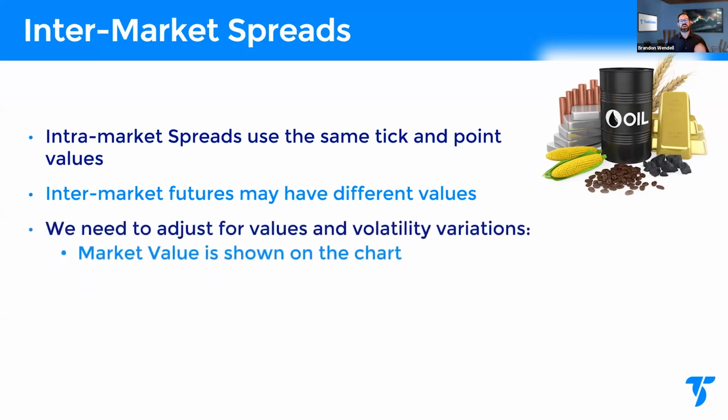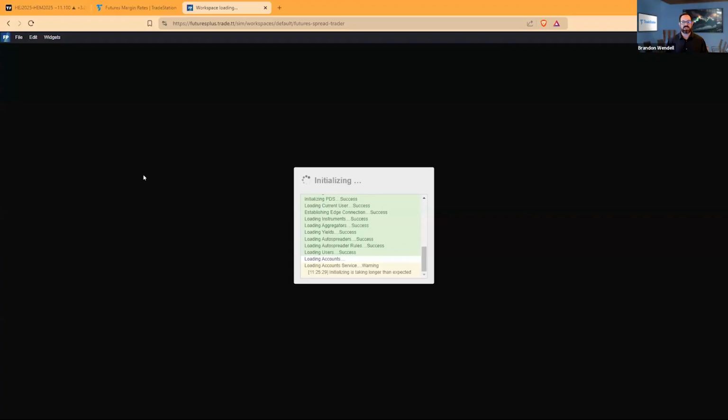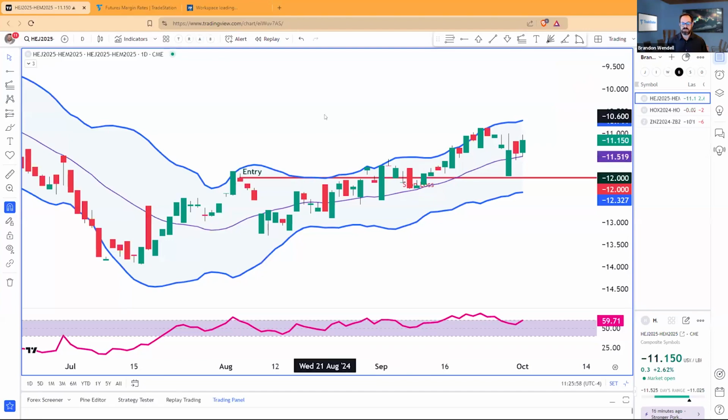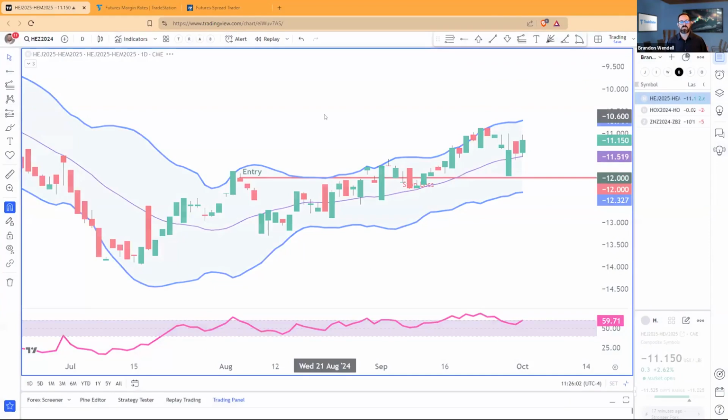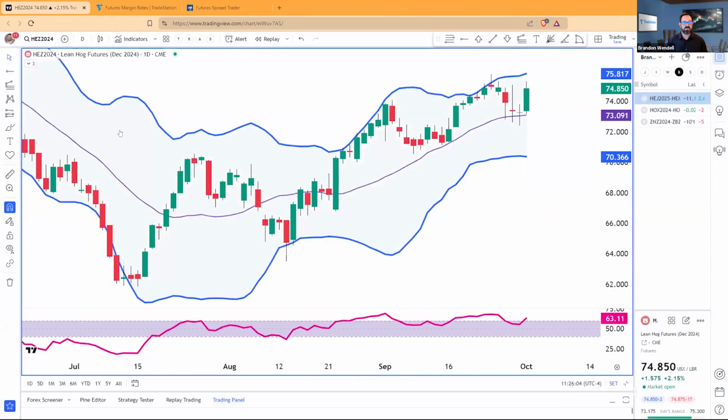So we have to adjust for values and volatility. Some securities are more volatile than others, so we make sure we adjust for that. Whenever you look at a chart, for instance, I go back here, and that's taking longer than expected. Okay. So for instance, if I look at lean hogs, here's my lean hog chart.